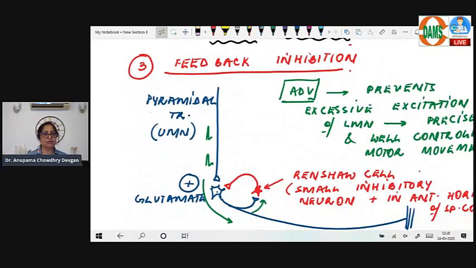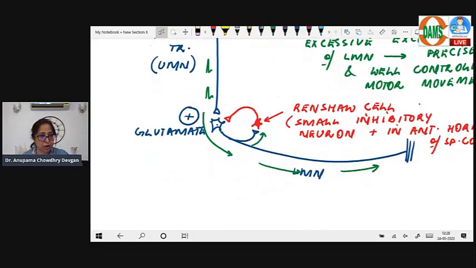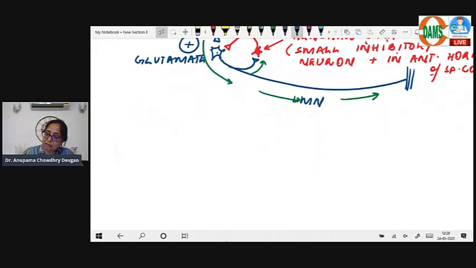Let's see feedback inhibition. Feedback inhibition is Renshaw cell inhibition. What is a Renshaw cell? It is a small inhibitory neuron present in the anterior horn of the spinal cord. As the upper motor neuron excites the lower motor neuron, it also stimulates the Renshaw cell. But the Renshaw cell, once it gets stimulated, will release an inhibitory neurotransmitter, causing a partial inhibition of the lower motor neuron. Advantage: it prevents an excessive excitation of the lower motor neuron. Now, there are 5 types of inhibition. We've done 3. Let's go on to the 4th type of inhibition.